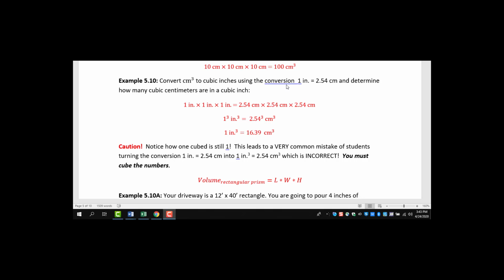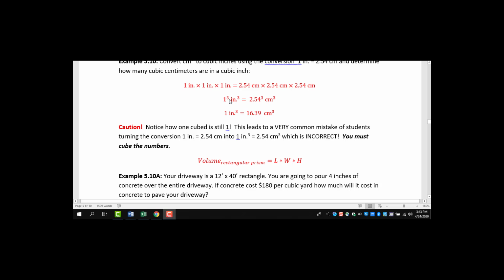We start out with cubing both sides of the equation, because we know that 1 inch equals 2.54 centimeters. So I cube this side and I cube this side right here. If you cube inches, you get inches cubed. You cube centimeters, multiply it by itself 3 times, you get centimeters cubed. And you take 2.54, raise it to the third power on your calculator, you get 16.39. So 1 cubic inch contains 16.39 cubic centimeters.